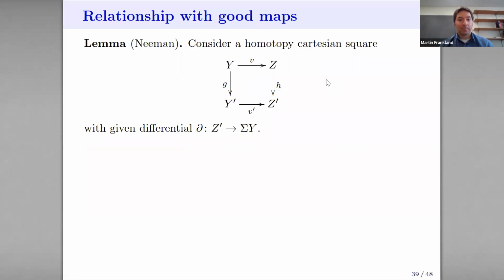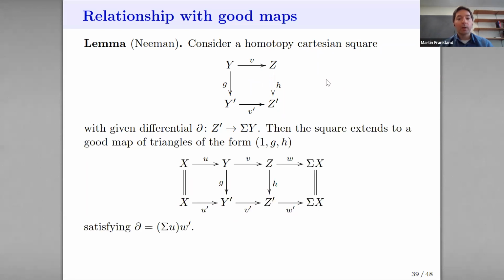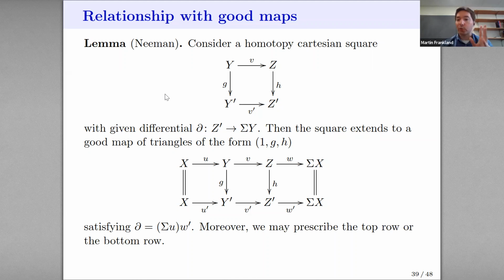And Neeman observed that, okay, if you start with a homotopy Cartesian square with a certain differential, then in fact you can extend it to a map of triangles of the form 1GH, where this prescribed differential del factors as, well, this map, W prime, then go up, and then the suspension of U. Right. So if someone handed you the differential, you can embed your square into this diagram with this specific factorization. And yeah, it gets better. You get to prescribe the top row or the bottom row. So your favorite exact triangle that extends, say, U prime, you can choose that as your bottom row. But we'll see in some examples that you can't prescribe both.